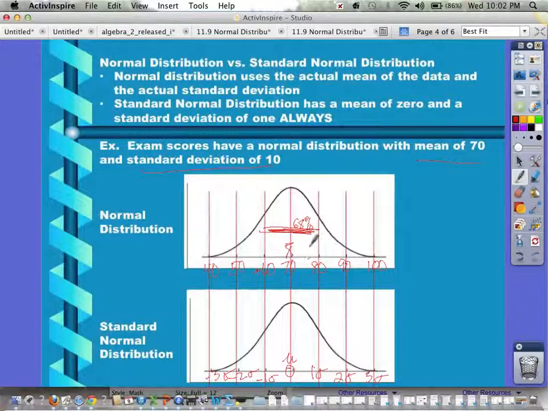You just have to be able, in this particular unit, to interpret the graphs. Set them up, interpret the data, interpret the graphs, and be able to answer questions like: a score of 80, what standard deviation is that? Is it above or below? That kind of thing.